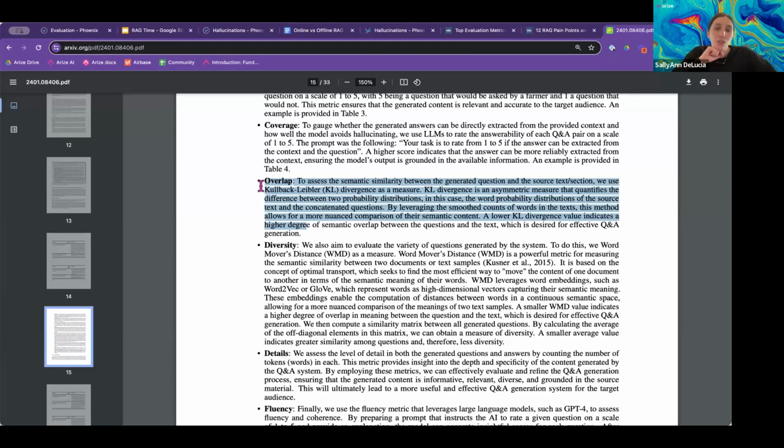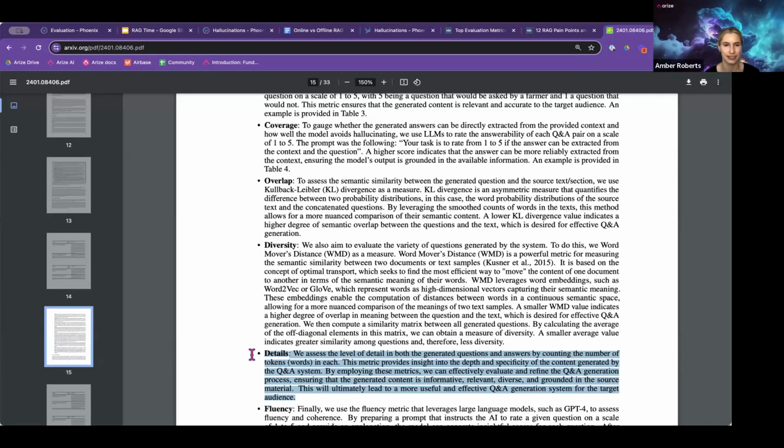The other one was details. The way they assess the level of detail was actually to count the number of tokens, which I thought was interesting because you and I have seen a number of times an LLM generate an incredibly lengthy response that's just regurgitating the same information over and over again. So it's interesting to me that they just use the count of tokens to determine how detailed something was, because I think that could be potentially misleading. Yeah, I have no idea how these metrics were selected.